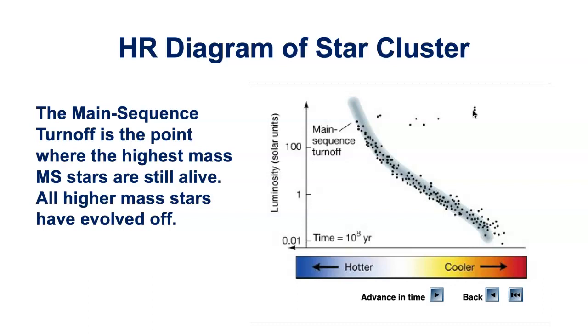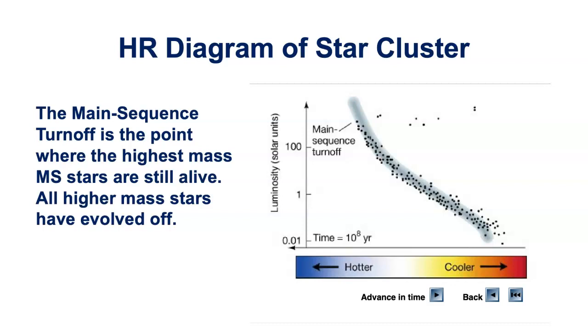So when you look at a cluster that's a certain age, in this case 10 to the 8 years, what happens is all the low mass stars are still main sequence stars, because remember, low mass main sequence stars live longer. The medium mass main sequence stars are still main sequence stars. At some point, you get to the highest point on the main sequence, and then there are no more main sequence stars because those higher mass main sequence stars are already dead, or at least they've evolved off the main sequence and will be dead soon.